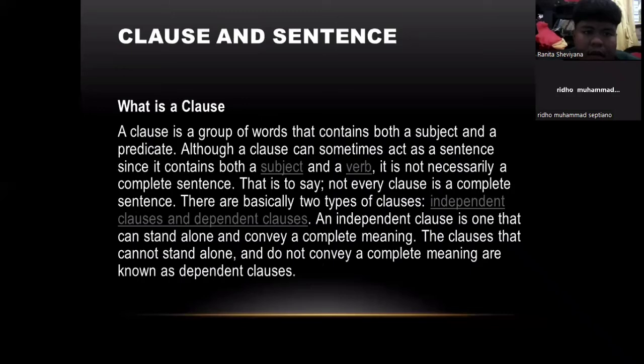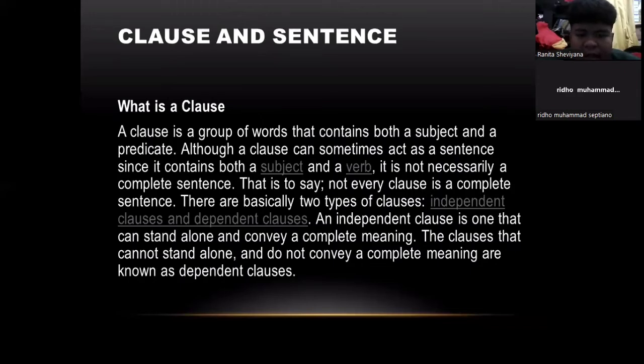Next, clause and sentence. What is a clause? A clause is a group of words that contains both a subject and a predicate. Although a clause can sometimes act as a sentence since it contains both a subject and a verb, it is not necessarily a complete sentence. That is to say, not every clause is a complete sentence.